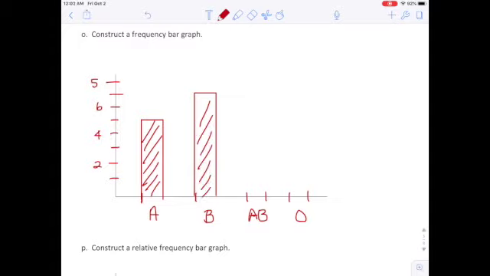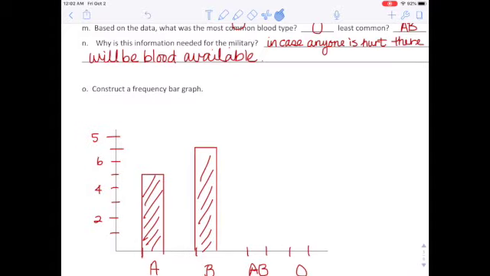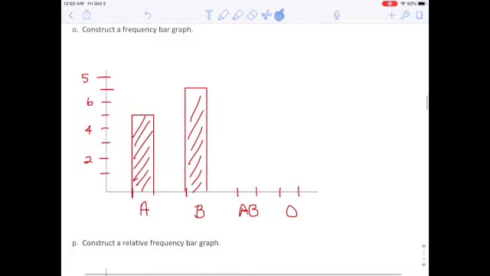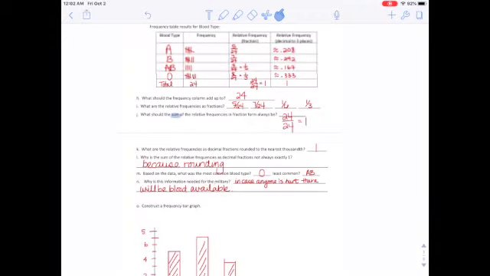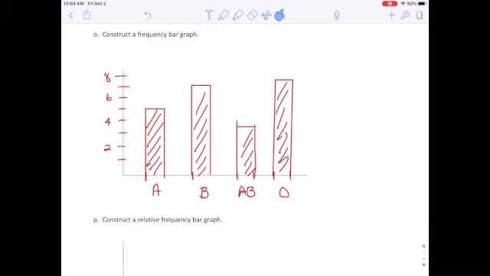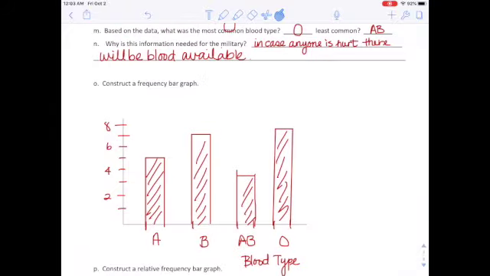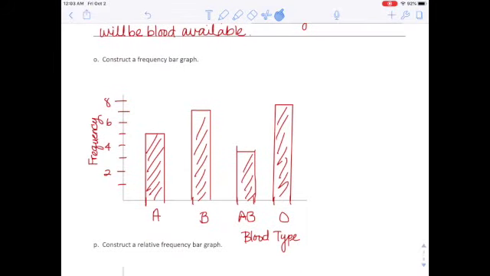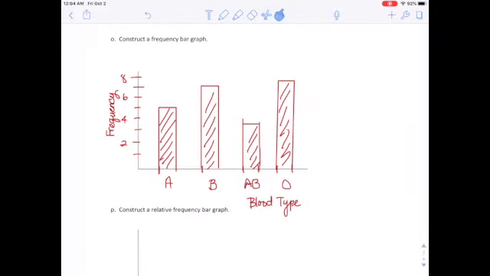That's about 7. The next one is AB. AB we have 4. So 1, 2, 3, 4. And the last one is O, and for O we have 8. There. On the bottom, I usually like to put a label, and that's going to be blood type. And on the side, I would like to put frequency. That is how you construct a frequency bar graph.